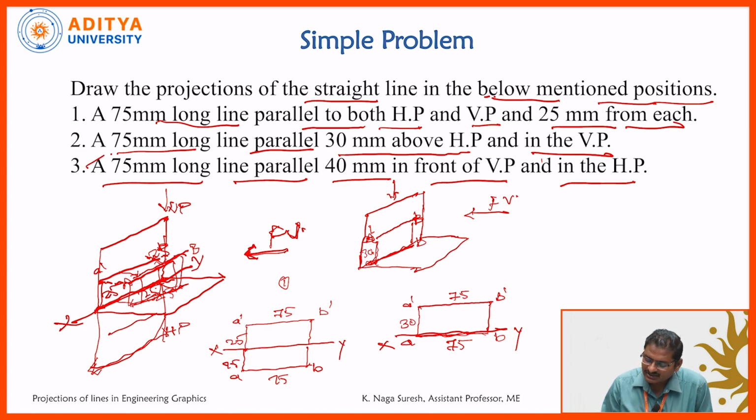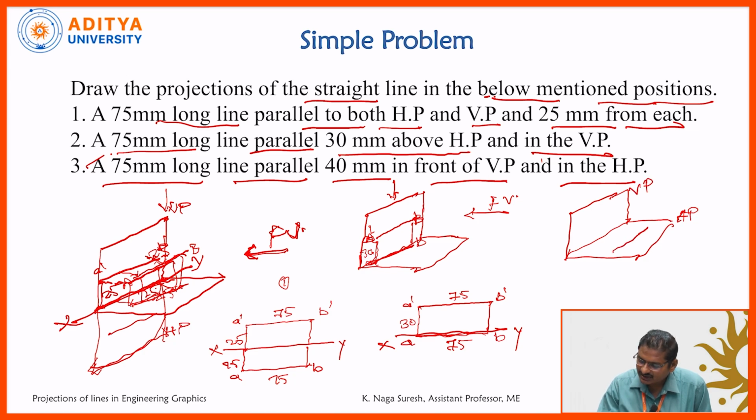In the third condition, a 75 mm long line parallel to VP, 40 mm in front of VP. That means this is the 3D representation of the planes HP and VP. Here the line is placed directly on the HP. Yes, this is the line AB. In front of the VP the distance is 40 mm. When we see the front view, the line is projected directly on the reference line. This is A dash, B dash.